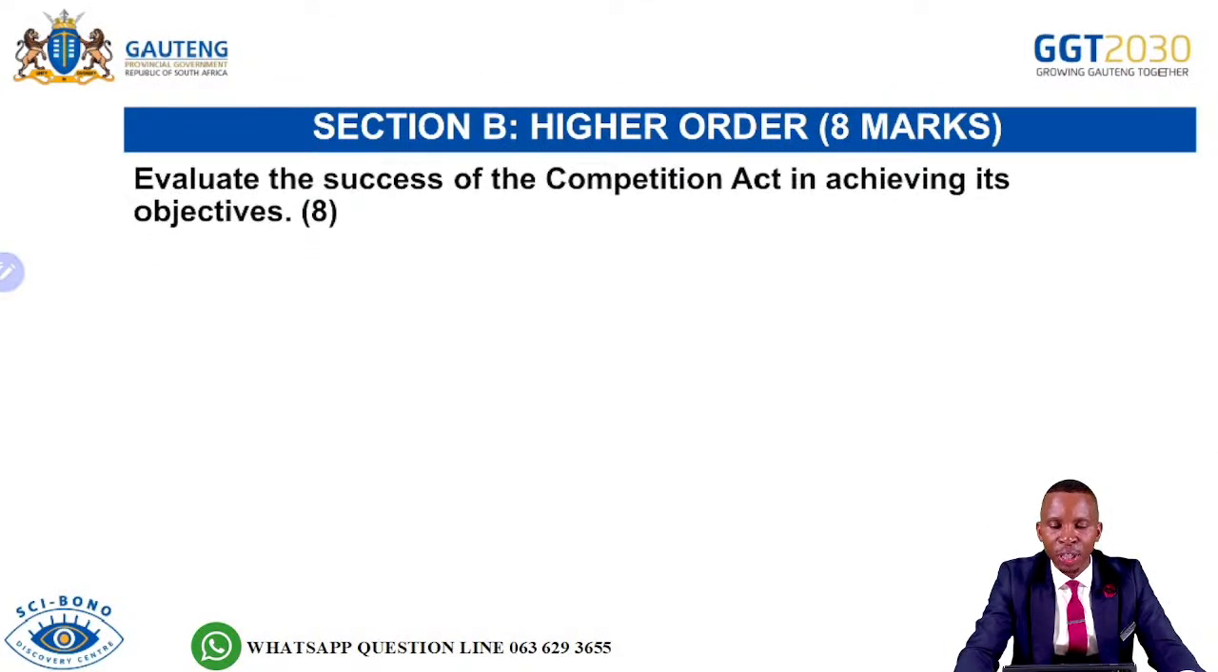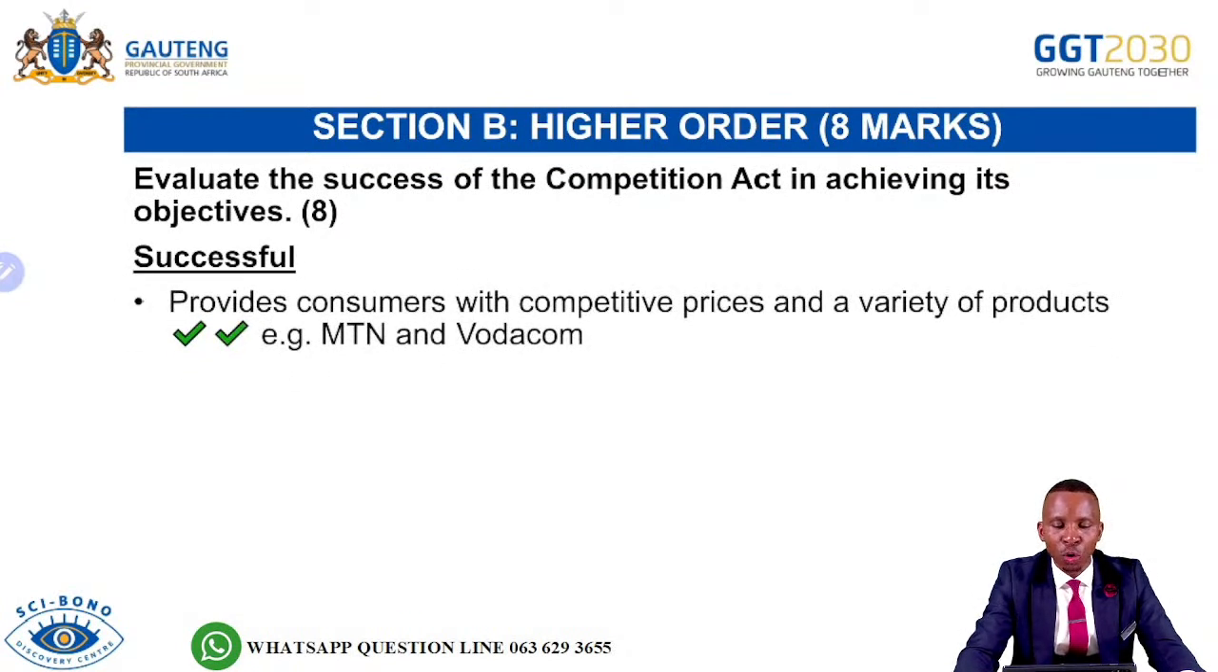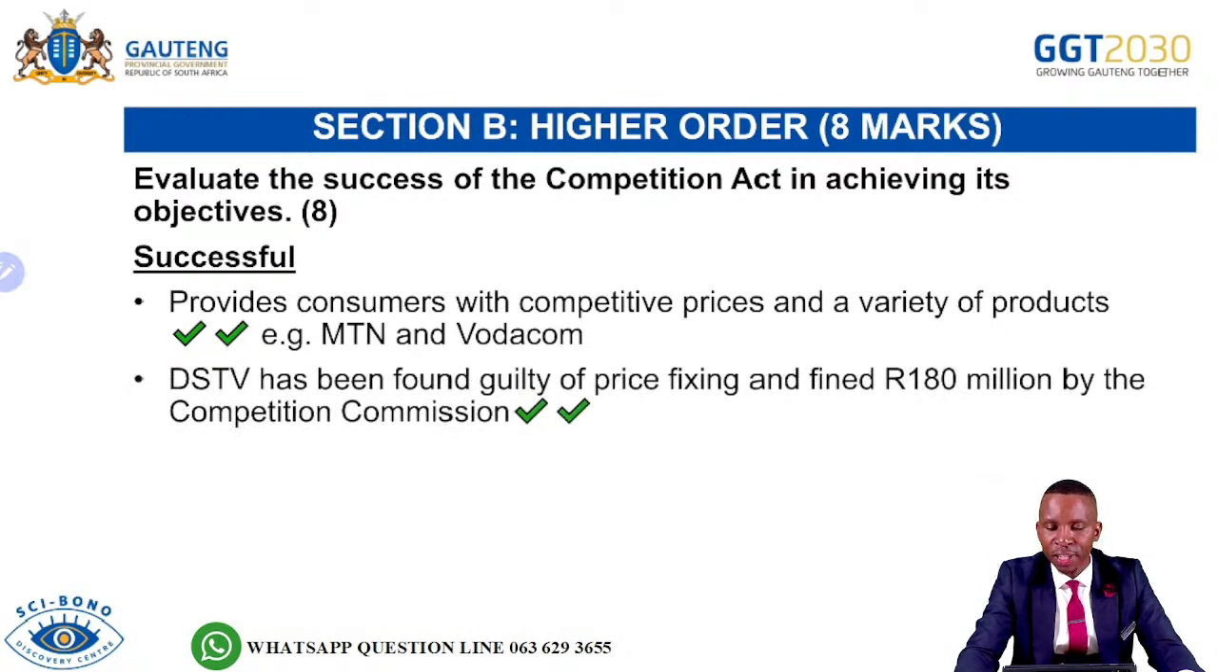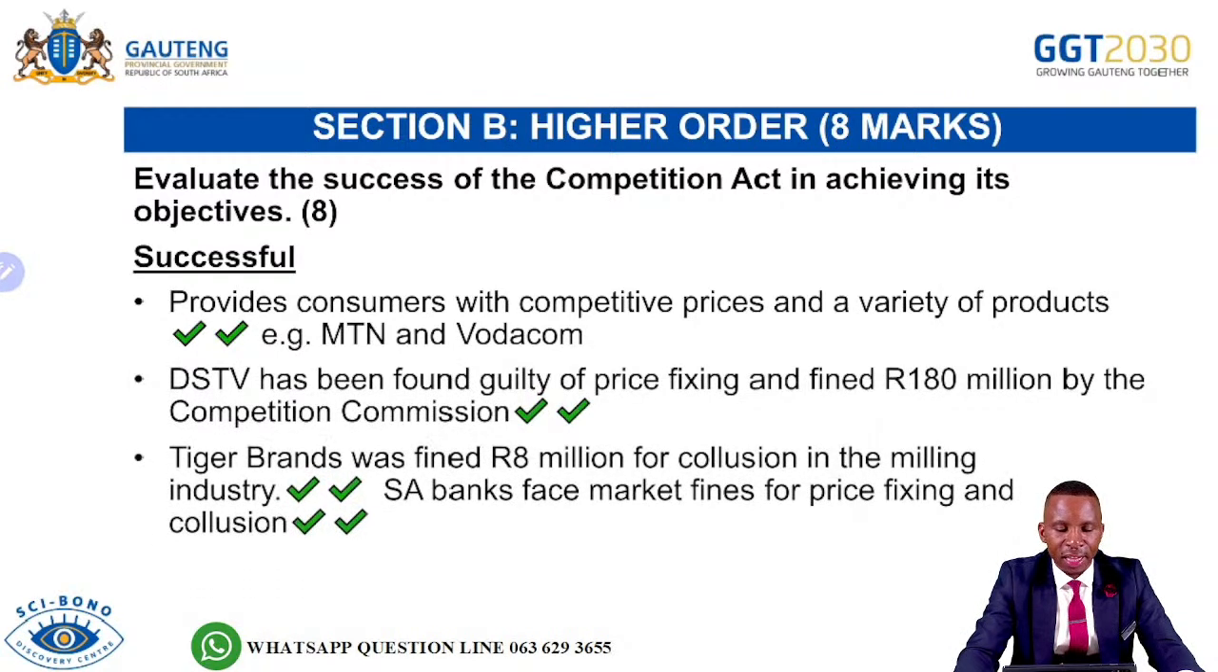Evaluate the success of the Competition Policy Act of South Africa in achieving its objectives. So we check the success part. It provides consumers with competitive prices and a variety of products or choices, e.g. MTN and Vodacom are part of the competition among network providers. And then DStv has been found guilty of price fixing and fined 180 million by the Commission. Tiger Brands was fined about 8 million for collusion in the milling industry.